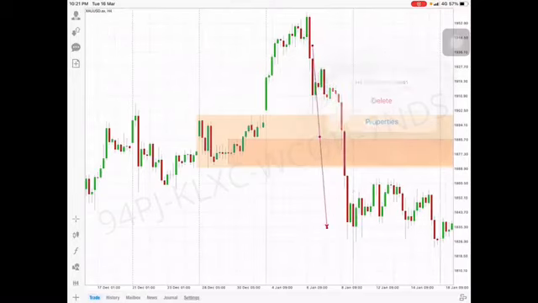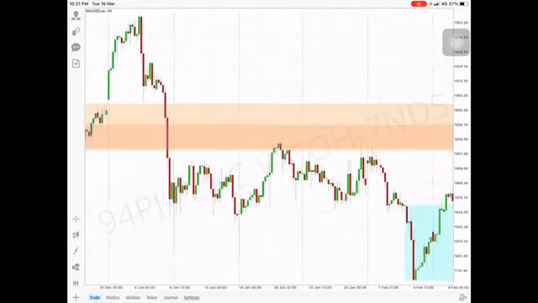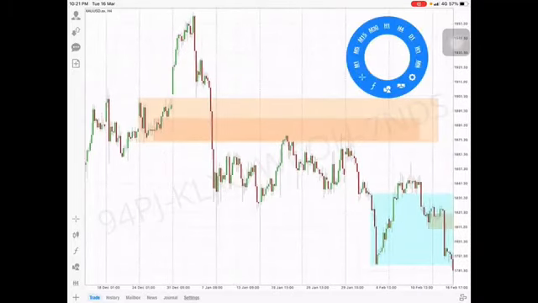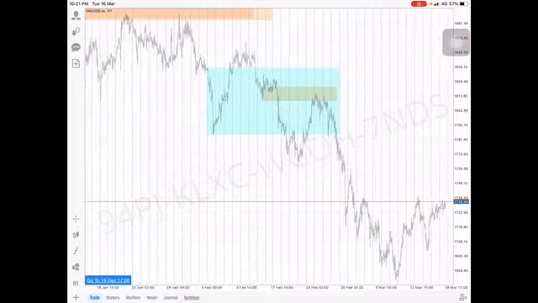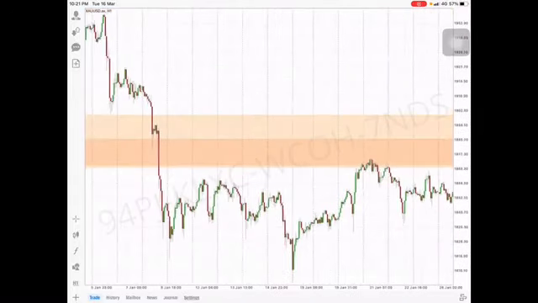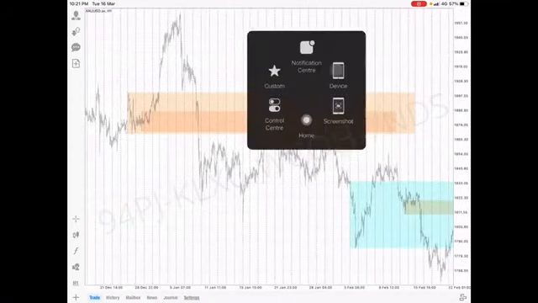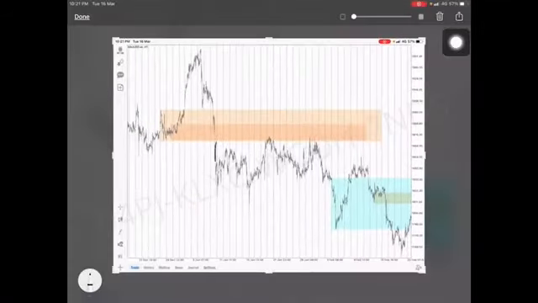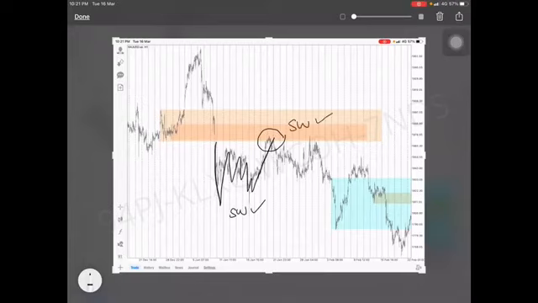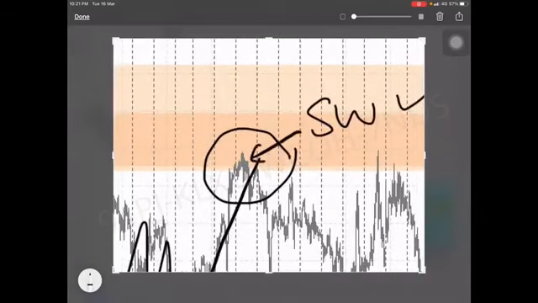Okay, so now we are gonna go to H1 to look for confirmation. But before that, is there a sideways pullback? Yes. Is there a sideways inside of the zone? Is this a sideways or not? Yes, so there is also sideways inside of the zone.